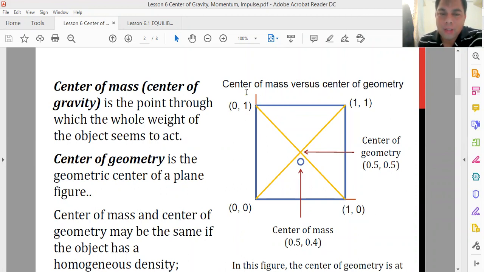And this method of finding it involves cutting the figure, if the figure is not uniform, if it's not regular in shape, like what I have here in my hand. I basically call this a composite figure.